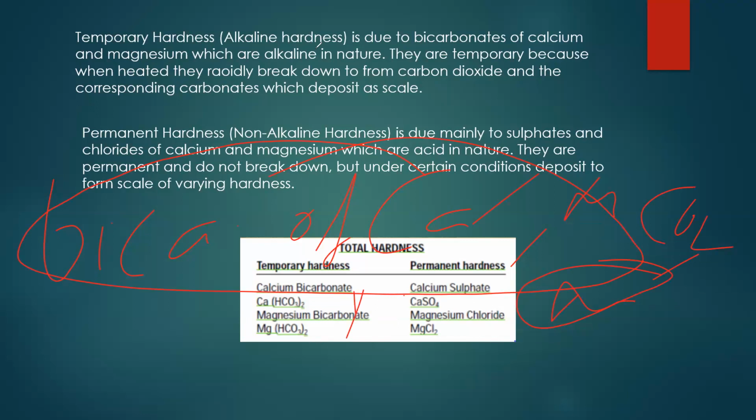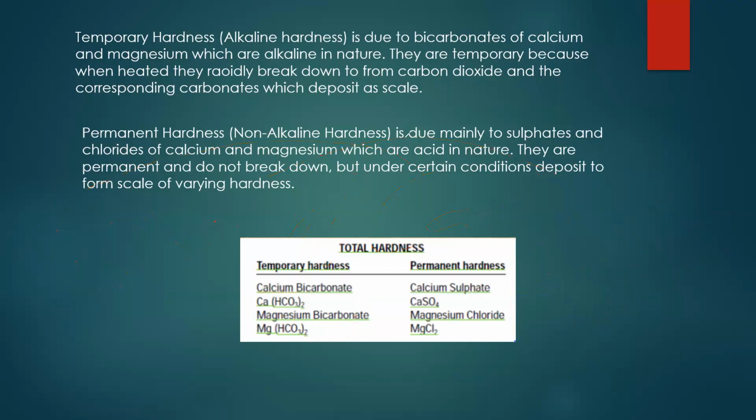Next one is permanent hardness. Permanent hardness, or non-alkaline hardness, is mainly due to the sulfate and chloride of calcium. Because of the bicarbonate, you are having temporary hardness, and because of the sulfate and chloride of magnesium and calcium, what you are having is known as permanent hardness. They are permanent and they don't break down, but under certain conditions they deposit as scale and vary hardness.